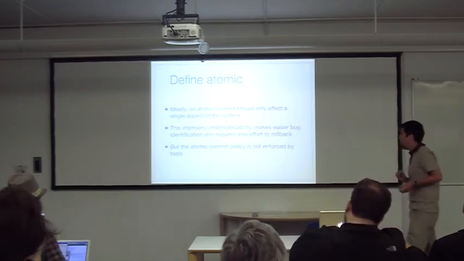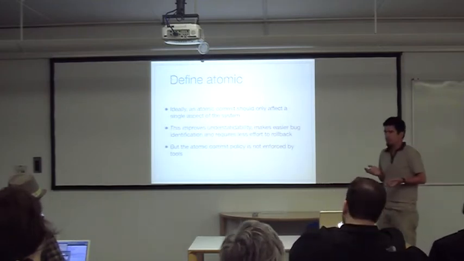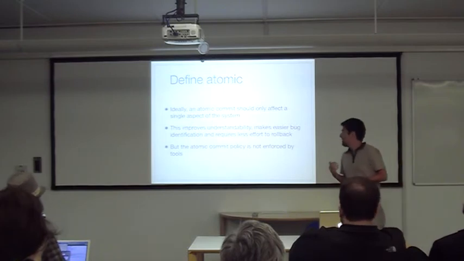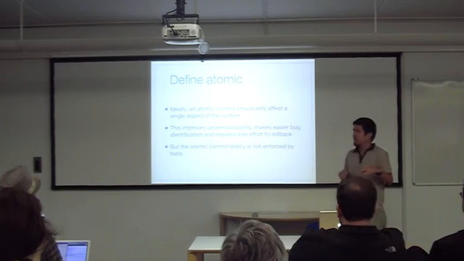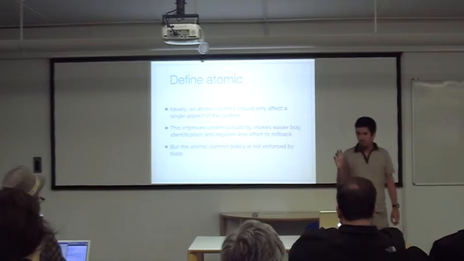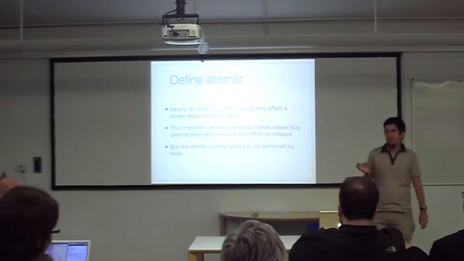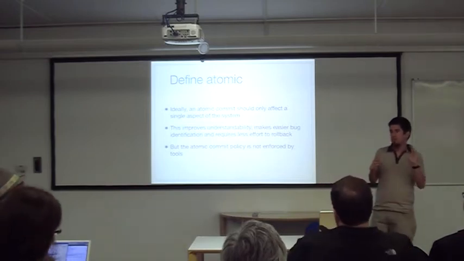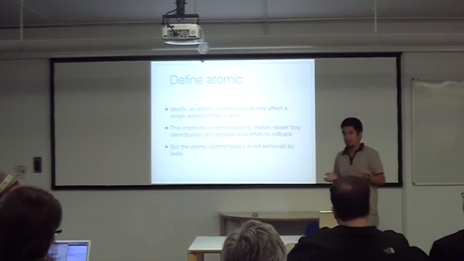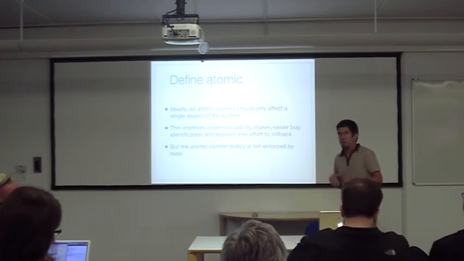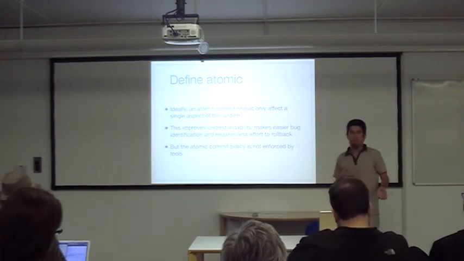So what is an atomic commit? It's not atomic in a transactional sense. An atomic commit says that it should affect only one part of your system. This makes things easier to understand. It's also easier to find the bugs and solve them, and requires less effort in case you need to go back.